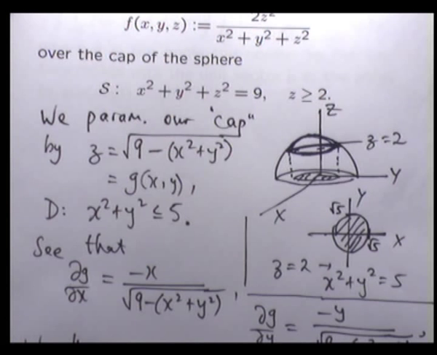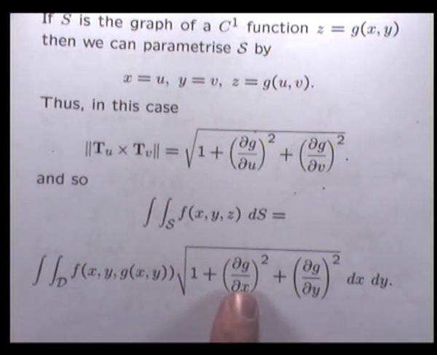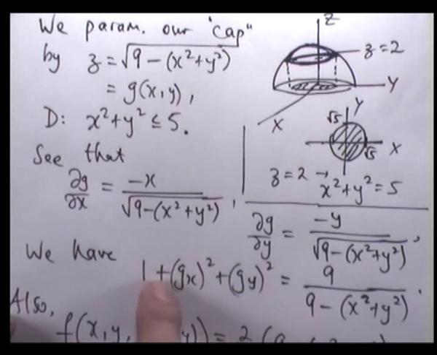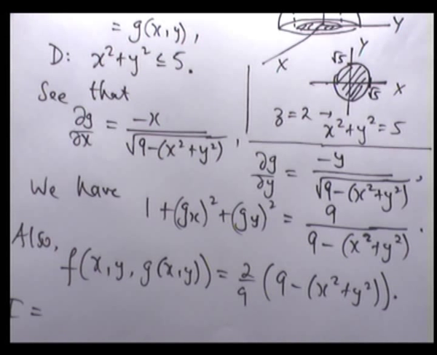Okay, so I then wanted to try to apply this formula down here. So I calculated the partials of g, squared them, added them together, and I evaluated f at x, y, and g. So here are the partials, and here's this expression here. I evaluated f at x, y, and along g, and I came up with this. So what I do now is I put them all together. All right, so here it is.